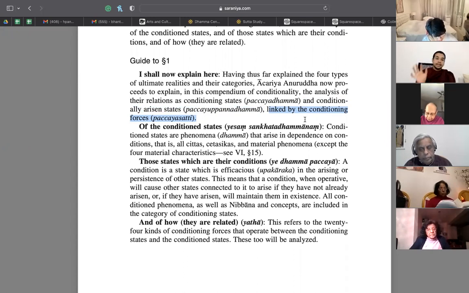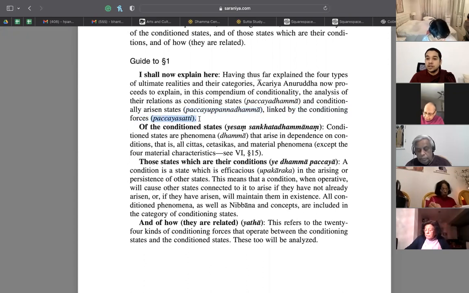Please make a mark or write somewhere if you must. You have to understand three specific parts to understand Patthana. What is the first? Paccaya Dhamma, Paccayuppanna Dhamma, and Paccaya Sati. You can highlight in the book if you wish to, but at the end, you have in capital to understand what these three words are. Okay? Paccaya Dhamma, Paccayuppanna Dhamma, and Paccaya Sati.